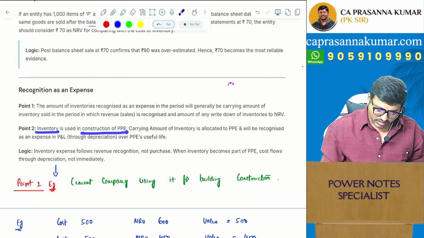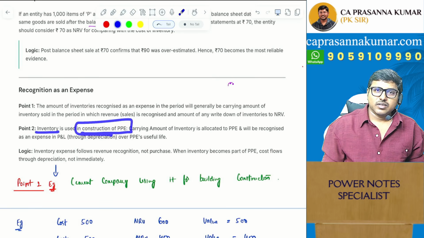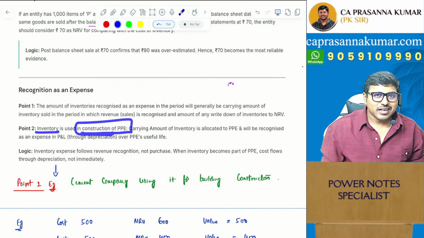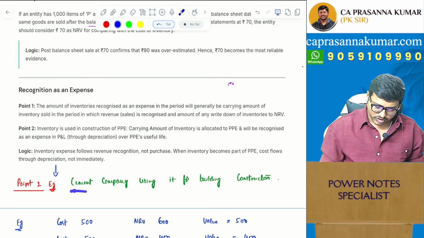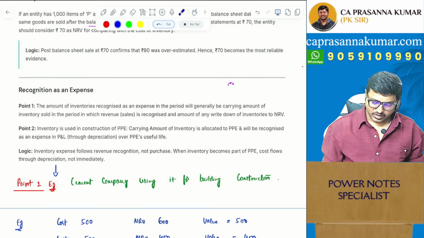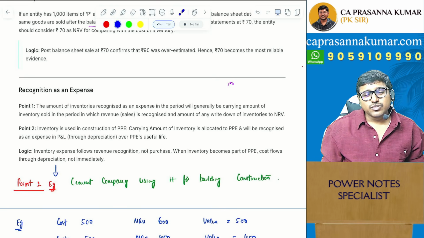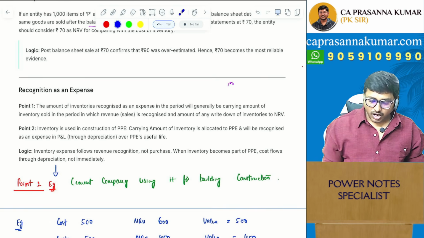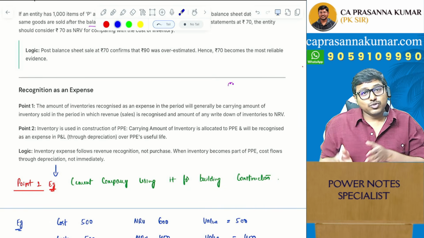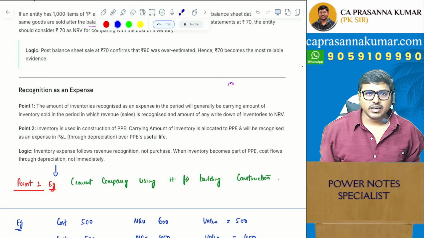Inventory is used in construction of PP. You're not selling the inventory. You're not selling the finished goods. You're using it in the construction of PP. Look at this example. Suppose you have a cement company. What will be your finished good if you are a cement company? Cement. You can directly sell the cement, or if you are constructing a building, you can use your own cement for constructing your own building, right?